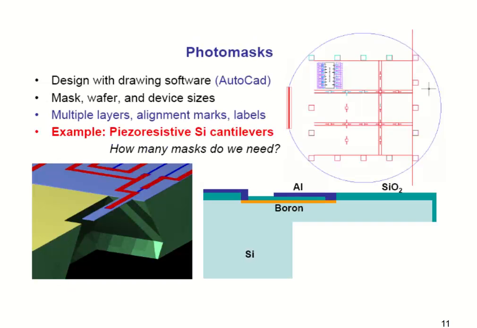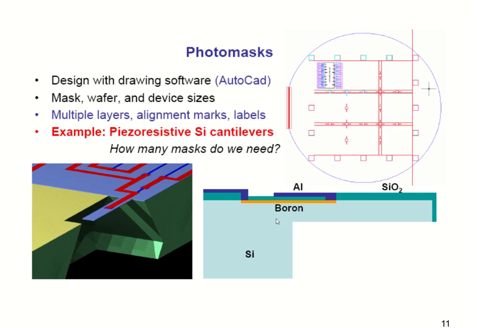Okay, so how to make the photo mask? You usually design your pattern in CAD, like AutoCAD. Any general CAD is okay, and then you should determine the mask and wafer device size, and then determine the layers, like how many masks you need to put a certain pattern, right? So for example, if you want a MEMS device, it's like this.